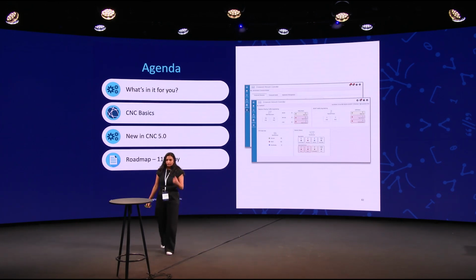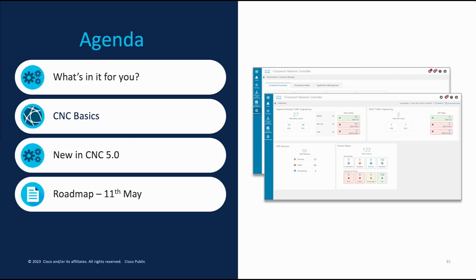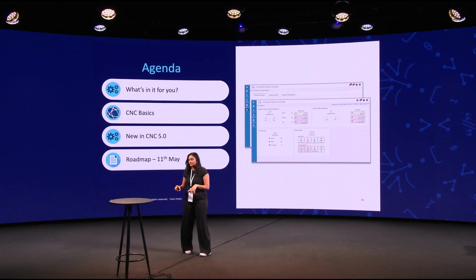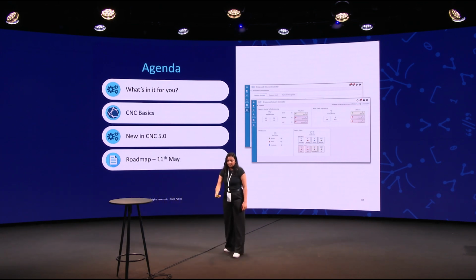All right, so for the agenda, I want to talk about what's in it for you. Why should you care about this specific event or this specific session? I'm going to talk about CNC basics. I may run through this a little quickly because I only have 19 minutes, and I don't want to eat into your lunch. I want to eat lunch, but not into yours. And then I'm going to talk about what's new in CNC 5.0. And then we have a roadmap session for which I want your inputs. That's on the 11th of May, and we can follow up there.